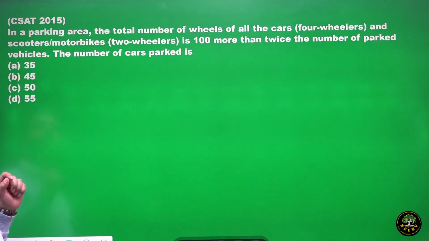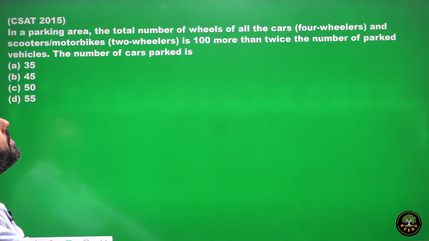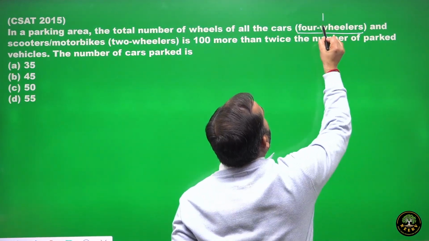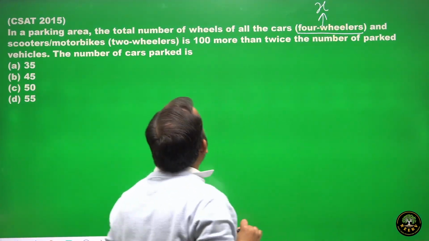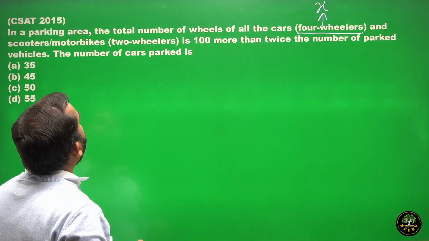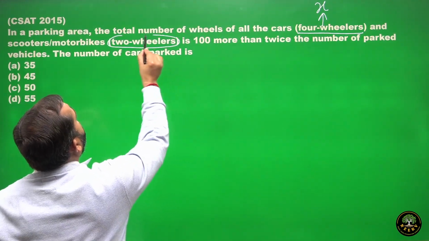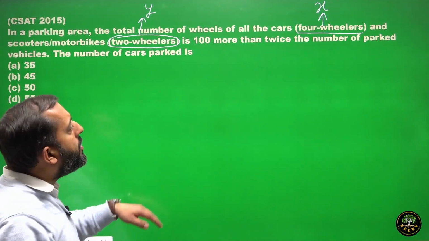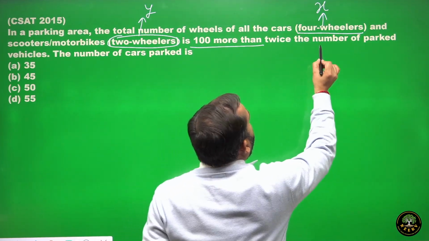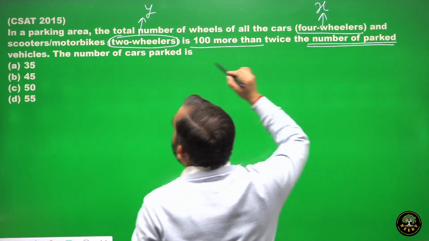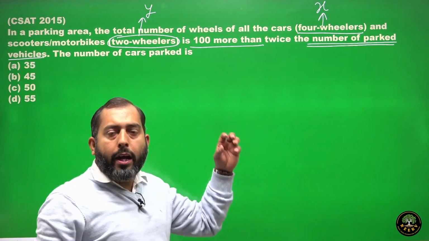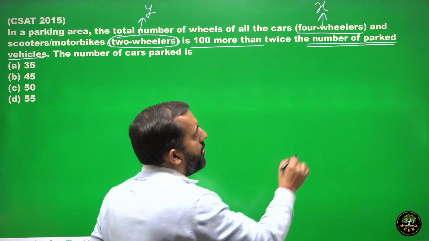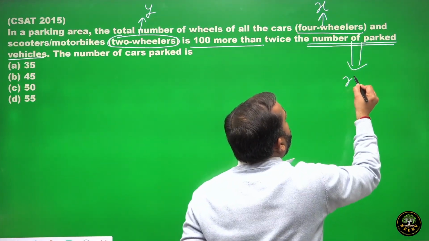Next question is this. It says in a parking area, the total number of wheels of all the cars, 4-wheelers, let's say number of 4-wheelers over there were X, and scooters, motorbikes, 2-wheelers, let us assume number of 2-wheelers over there were Y, is 100 more than twice the number of parked vehicles. Now if X is the number of cars and Y is the number of scooters, so total parked vehicles must be X plus Y.